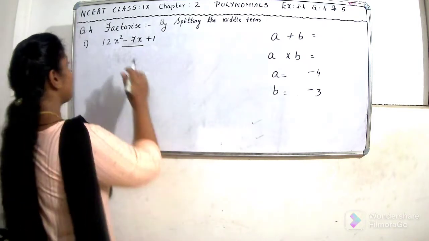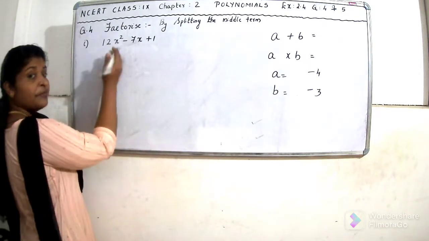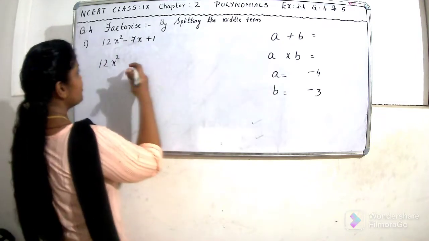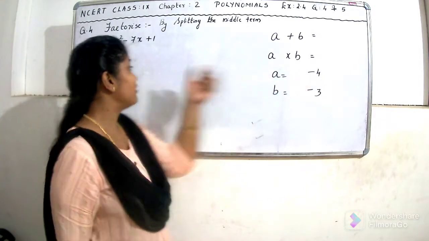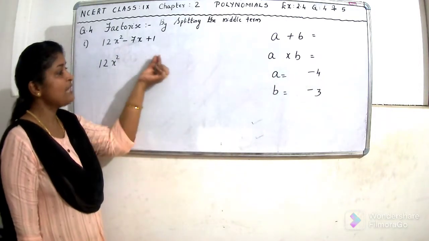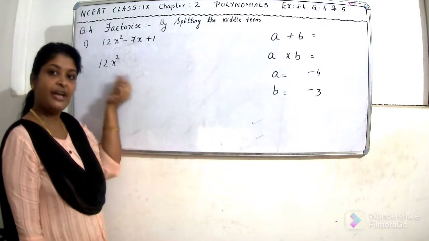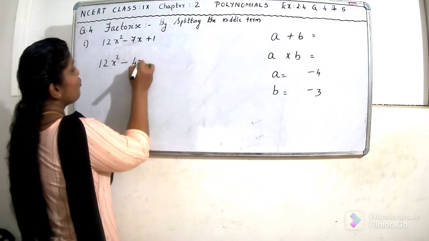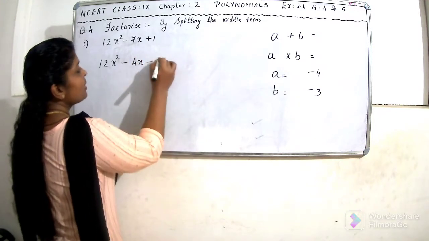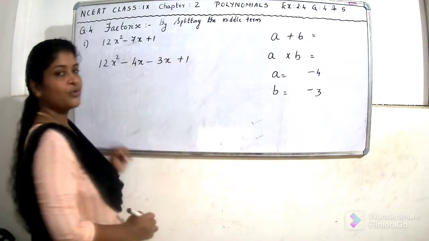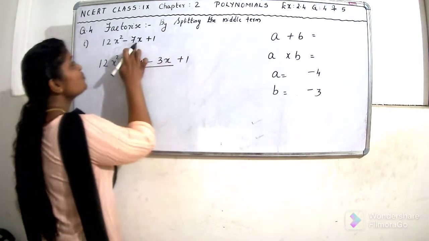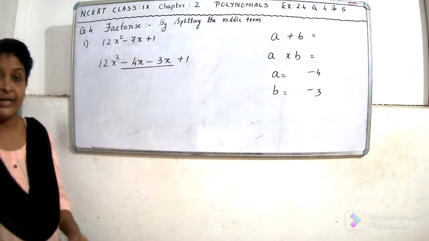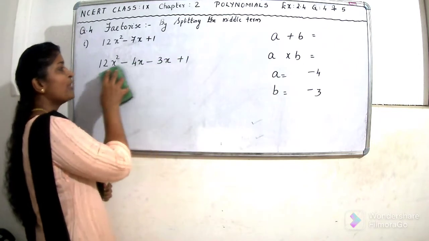Okay, now the first term is 12x square. Instead of 7x, we can substitute this. Any order you can substitute. First you can write negative 4x plus negative 3x, or first you can write negative 3x, no problem. So negative 4x minus 3x plus 1. When we add these two we get negative 7, and negative 7 we split like this way. This is the meaning of splitting the middle term. Okay, splitting is over.